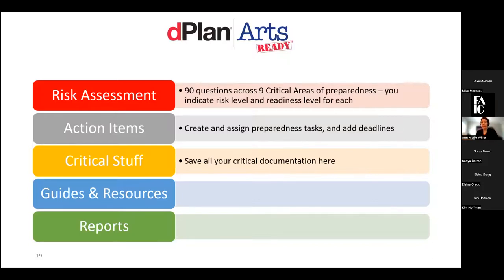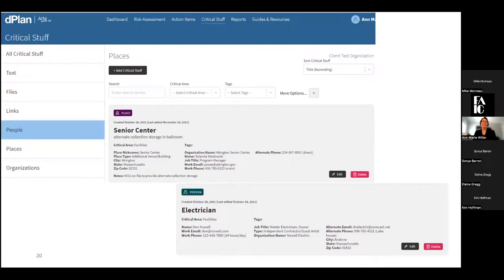Dplan Arts Ready is optimized for mobile access. So depending on the various apps you have on your phone, like a PDF viewer and that kind of thing, you will be able to open the PDFs and the documents that you've uploaded even from your phone. In addition to uploading files, organizations can enter information manually into a database. So here's an example of a place, the senior center, and a person, the electrician, that have just been entered manually into the database.